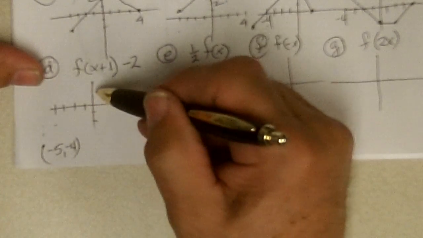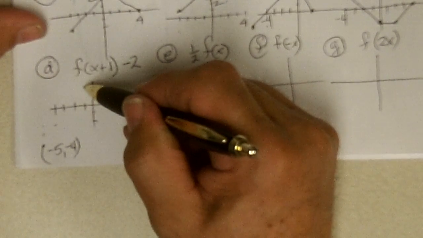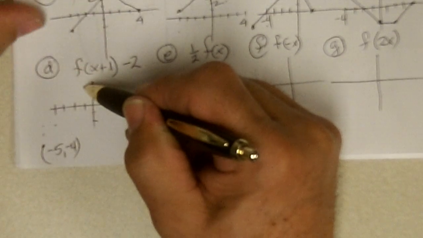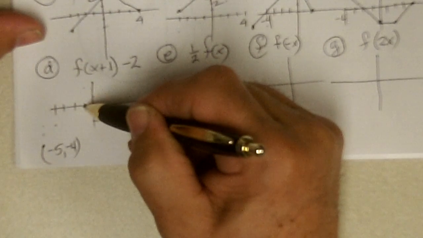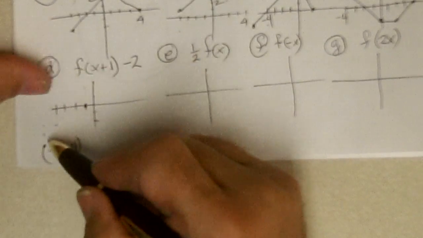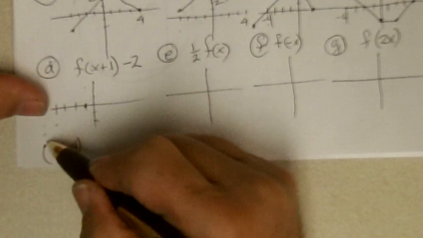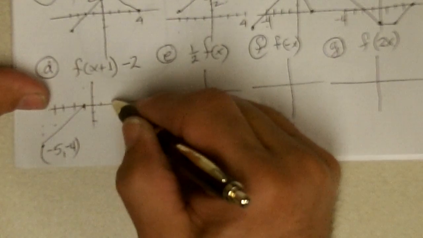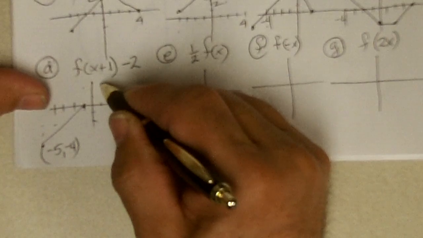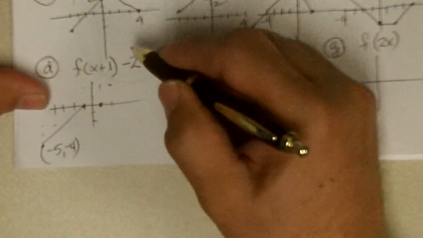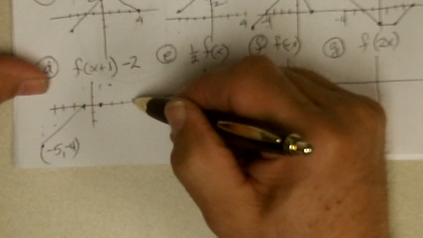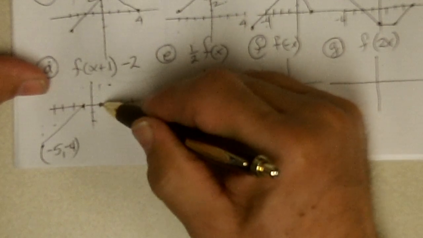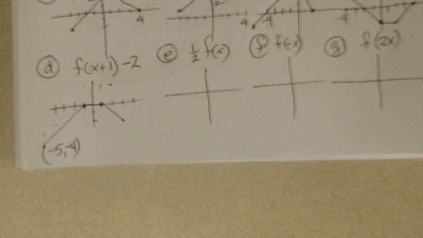And the one that was at 0, 2 gets pushed to minus 1 from the plus 1 inside going opposite. On the outside we go what it says, down 2, which is there. And then the point that was at 2, 2 goes minus 1 and down 2. And the point that was at 4, 0 goes minus 1 and down 2. And that's where it's at.